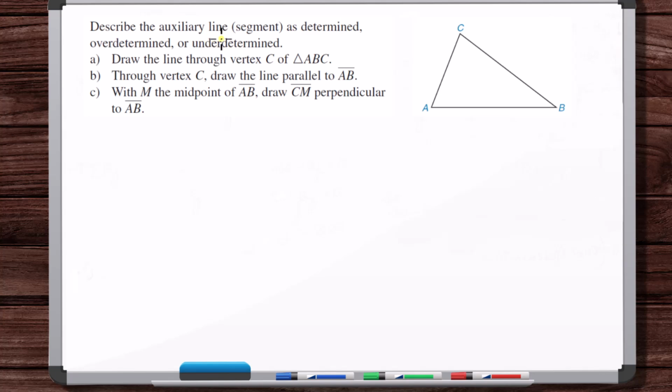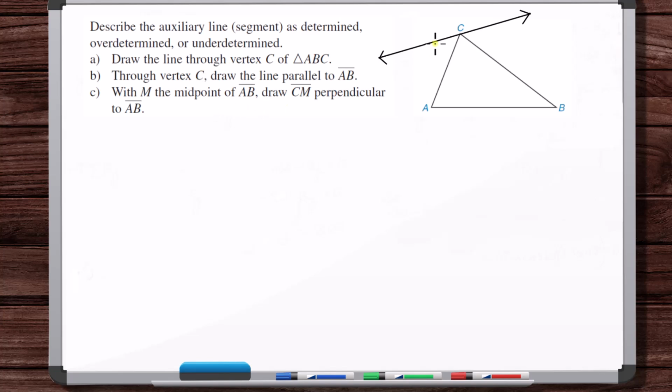Describe the auxiliary line or segment as determined, overdetermined, or underdetermined. Okay, so first draw the line through vertex C of triangle ABC. So it just says draw this line here, this auxiliary line. So it's just any line, just draw a line. There we go. So it's like if we were trying to prove something, or not even prove something, maybe this is based on an engineering problem or something. We had a triangle like this, and we introduced this line to try and do an analysis.